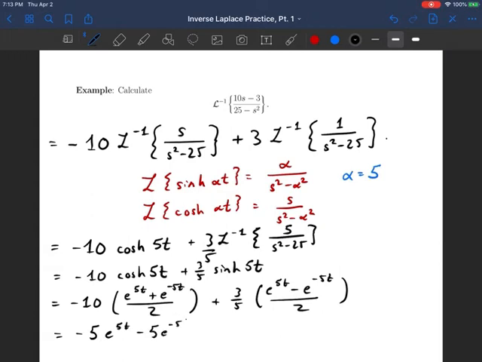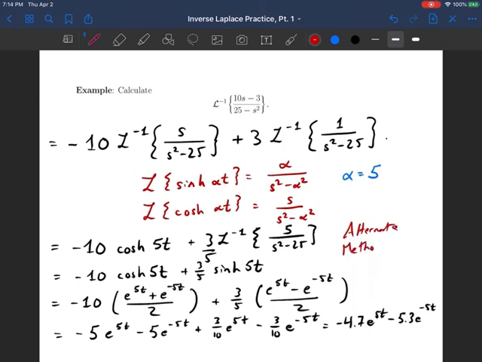So we could rewrite this as minus 5 times e to the 5t minus 5e to the minus 5t plus 3/10 e to the 5t minus 3/10 e to the minus 5t. So if you really want it to be in terms of exponentials, it would be, let's see, minus 4.7 e to the 5t minus 5.3 e to the minus 5t.